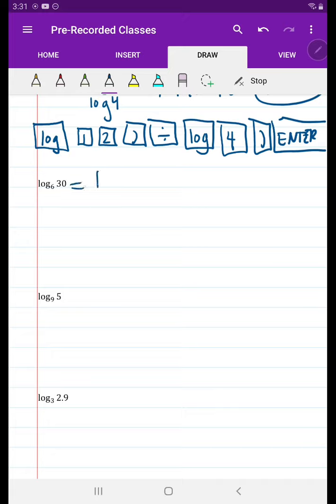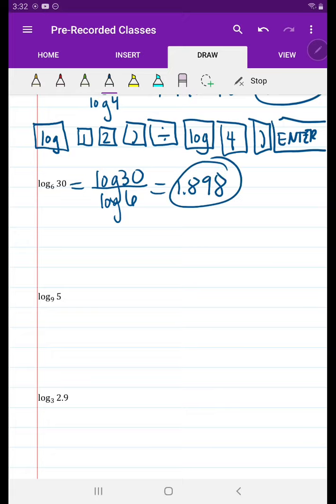All right, so log base 6 of 30. We can rewrite this as log 30 divided by log 6. In my calculator, I do log 30, close the parentheses, divided by log 6, close the parentheses, hit enter, and if I round it, I'll get 1.898. So this one, log base 9 of 5, will turn into log 5 divided by log 9. Punching this in, log 5, close the parentheses, divided by log 9, close the parentheses, hit enter, and you're going to get 0.732.